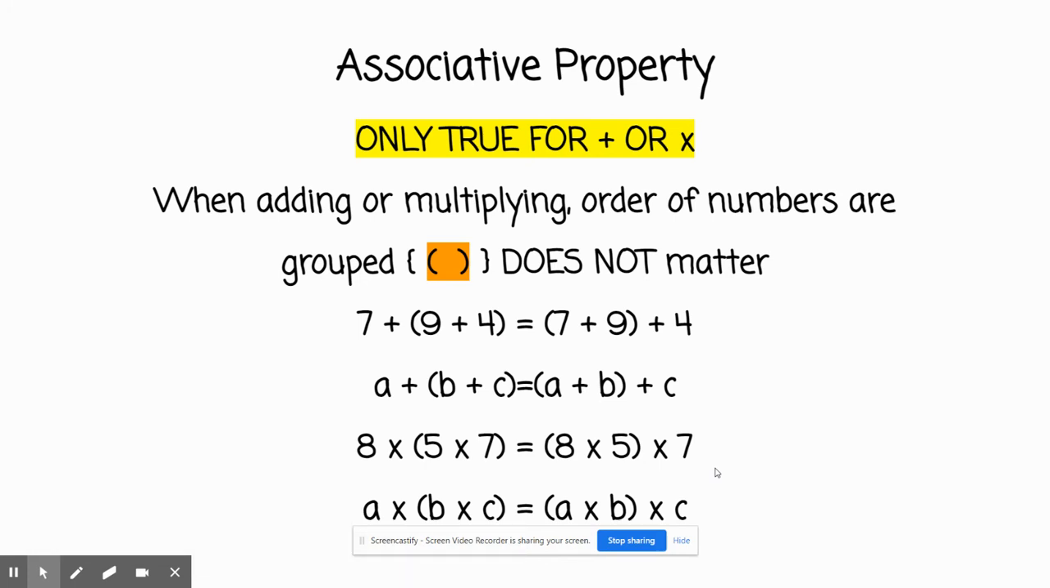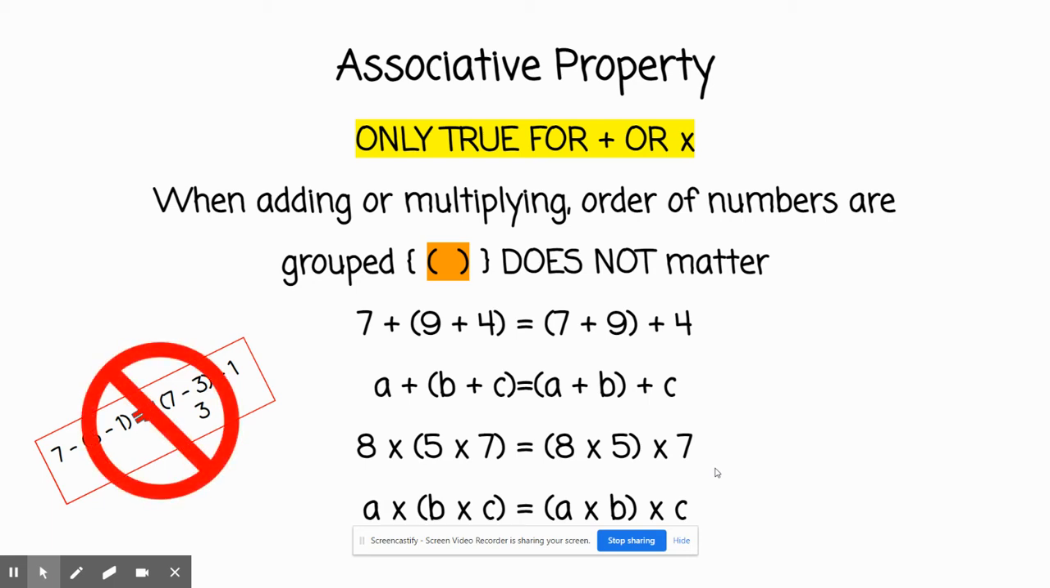But let's prove that you can't use the associative property for subtraction. Take a look at this. 7 minus, in parentheses, 3 minus 1, or, in parentheses, 7 minus 3, minus 1. You get completely different answers because we are using order of operations and we do parentheses first. We can tell right away that these two expressions are not equivalent. We did not land in the same place, so the associative property is not true for subtraction.